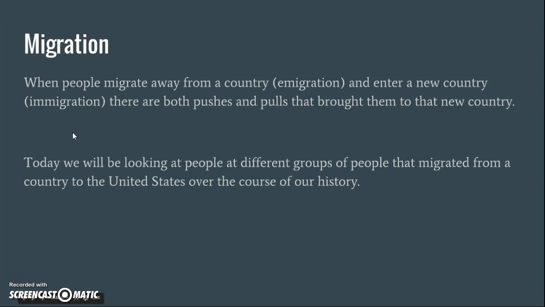Next, as we preview our assignment that you'll be working on for the rest of the class period, when people migrate away from a country, that's called emigration, and enter a new country, which is called immigration, there are both pushes and pulls that brought them to that new country. Today, we'll be looking at different groups of people that migrated from a country to the United States over the course of American history.